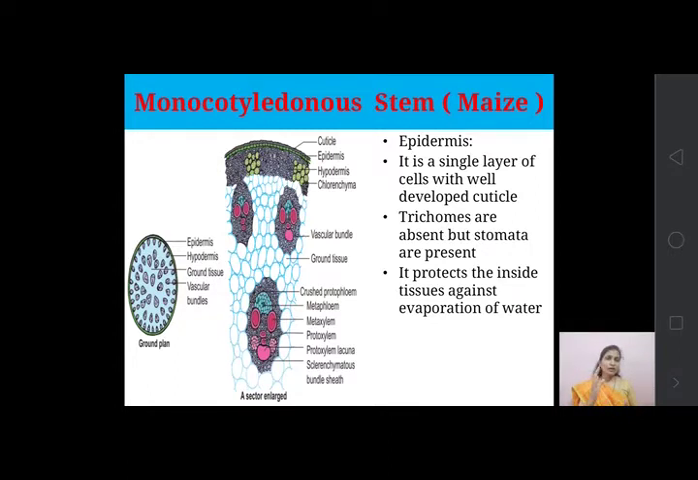In case of maize plant, the stem does not show any epidermal appendages, that is the trichomes, or the multicellular hair-like projections or appendages. They are absent in case of the monocotyledonous maize stem. Okay, so this is in contrast with the sunflower stem. In dicotyledonous stem, they are present.